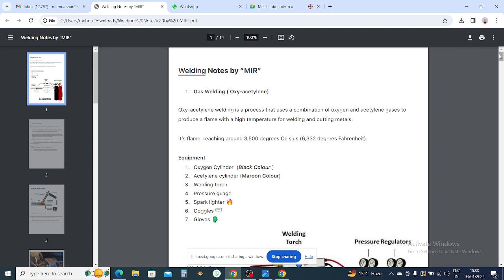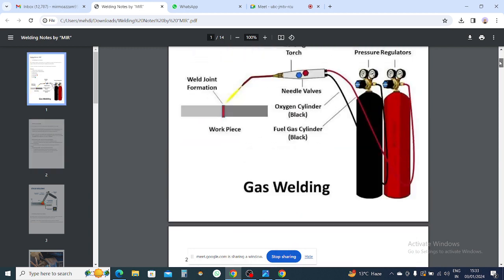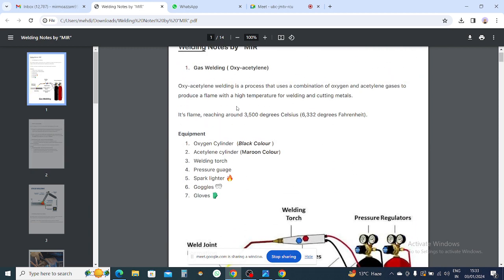Here we can see its flame. Its flame reaches around 3500 degrees Celsius. The temperature is not exact. It may depend on what kinds of material we are using, so it will vary from material to material.